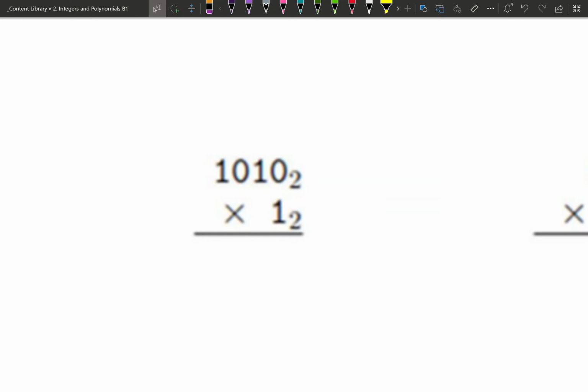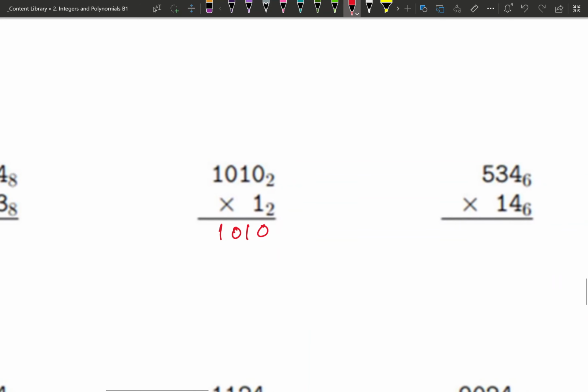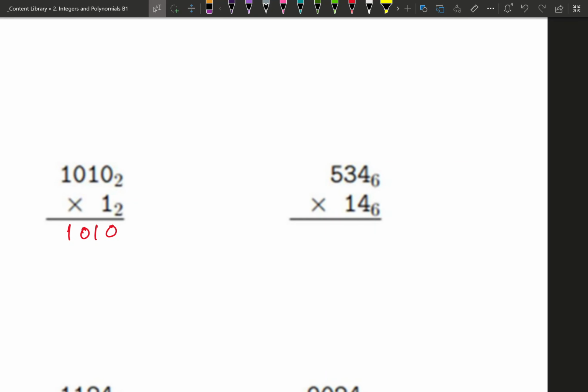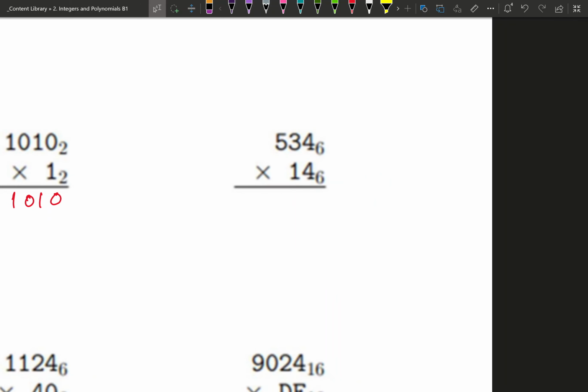So 1 times 0 in base 2 is 0. 1 times 1 is 1. 1 times 0 is 0. 1 times 1 is 1. See, multiplication's easy. No. The 1 is the multiplicative identity in any base. So 1 multiplied by any number is itself, whether we're in binary, decimal, octal, hexadecimal, whatever. Let's look at one that's going to be a little more work.